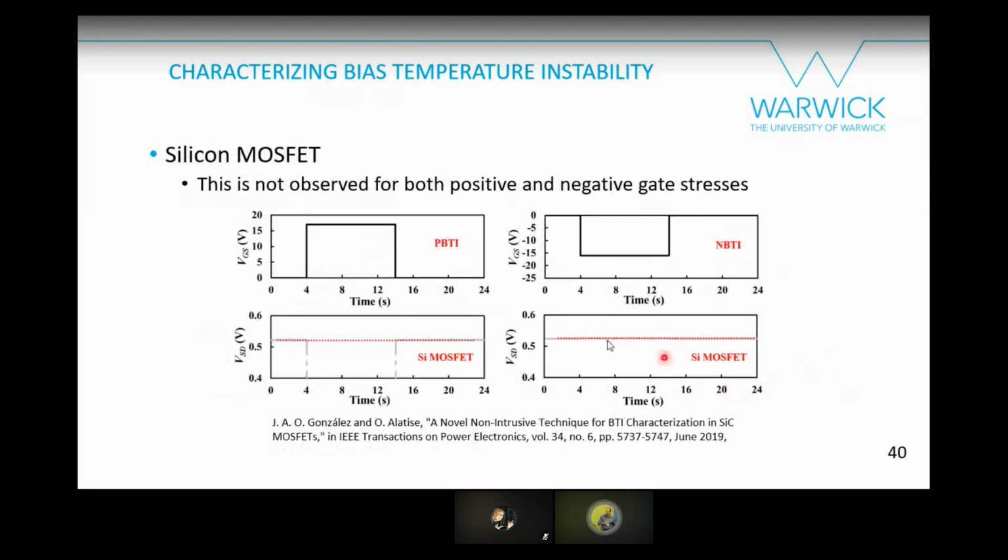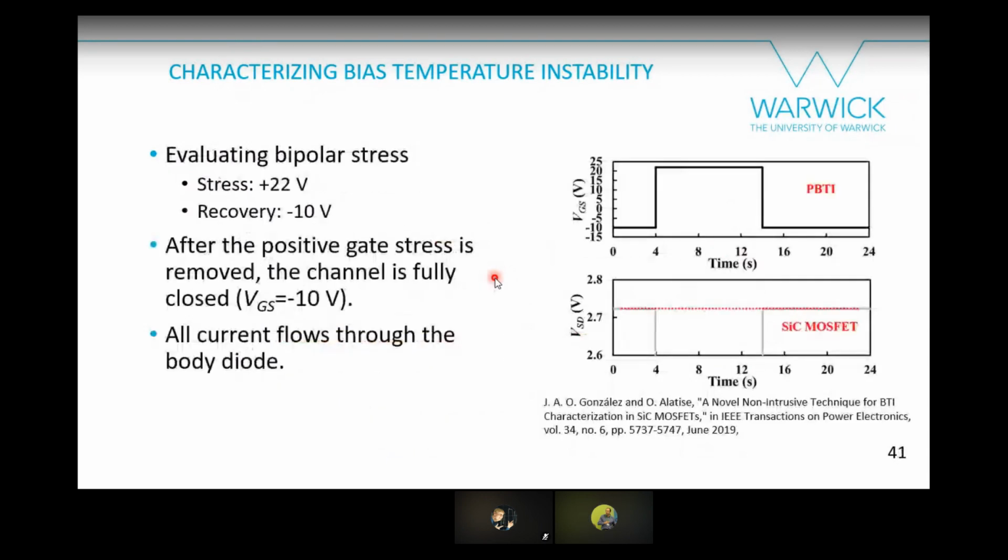In silicon MOSFETs, as there is no apparent body effect, you cannot detect this. So you can see that there is no change in VSD after stress. So you apply 17 volts, nothing there. You apply -16. There's no change in the VSD. In conduction, you already have all the current going through the body diode. So that's peculiar to silicon carbide.